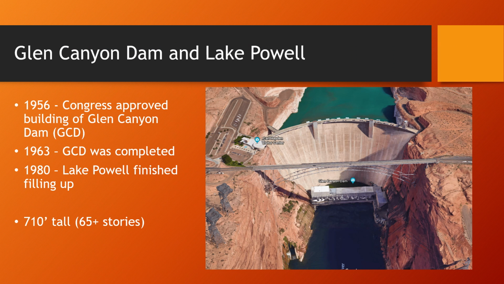Congress approved Glen Canyon Dam to be built in 1956. By 1963, the dam was completed. 17 years later, in 1980, Lake Powell finally finished filling up. Glen Canyon Dam stands 710 feet tall and is only 16 feet shorter than Hoover Dam. A key point to notice in this picture is how the water is a turquoise green above the dam and very blue below the dam. This is an important factor, and we will touch on this later.